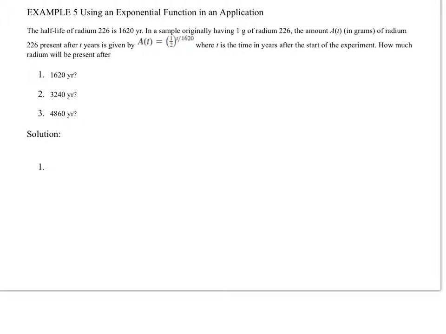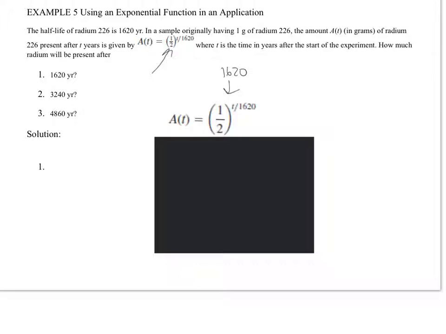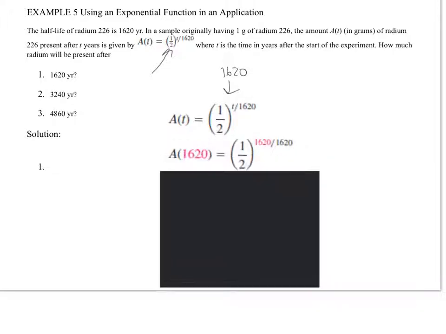So let's look at our solutions here. Let's look at number 1. For number 1, here's the formula we're going to be using, just as we said before. This time we know our value of t, so wherever we see t, we're going to plug in 1620. Let's go ahead and plug that in. We're going to plug 1620 into our function. Wherever you see t, you go ahead and enter 1620.